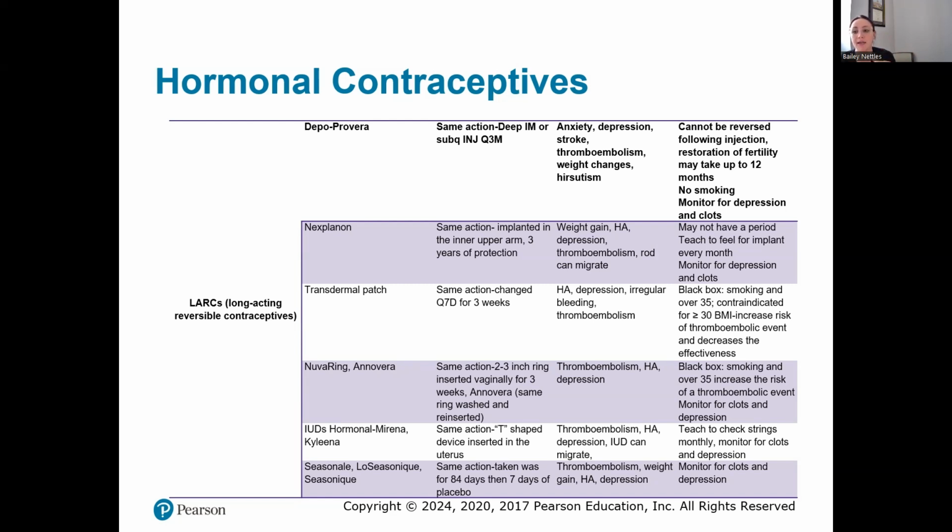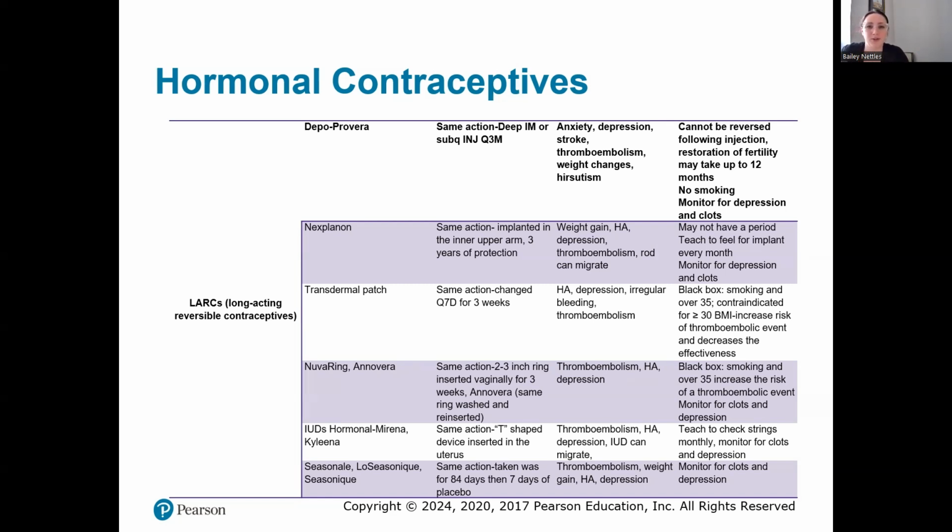Okay. So once again, headache, depression, irregular bleeding, and you could have a clot. There's a black box warning for smoking, especially for those over 35. It is contraindicated for anyone who's got a BMI over 30, because for both of these reasons, you have an increased risk of thrombotic event, and it decreases the effectiveness because it's on the transdermal. So it's on top of the skin.